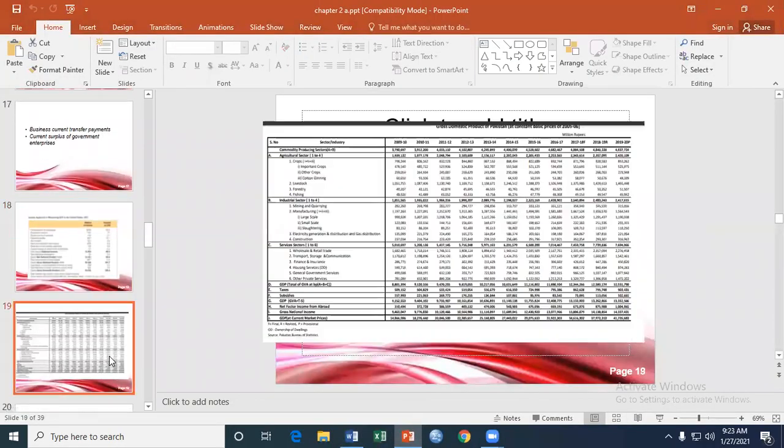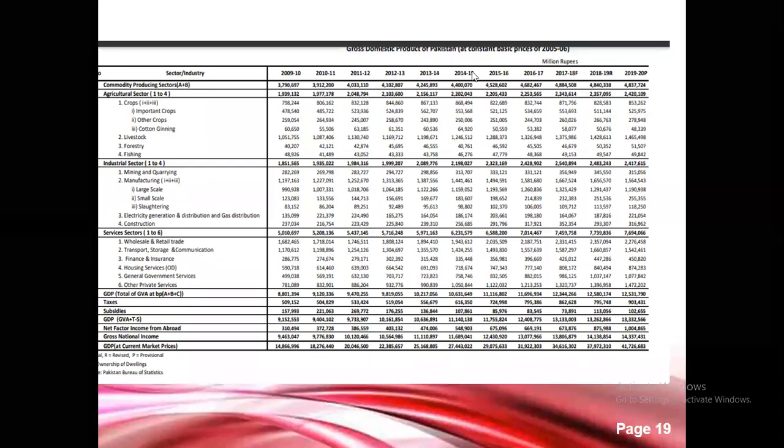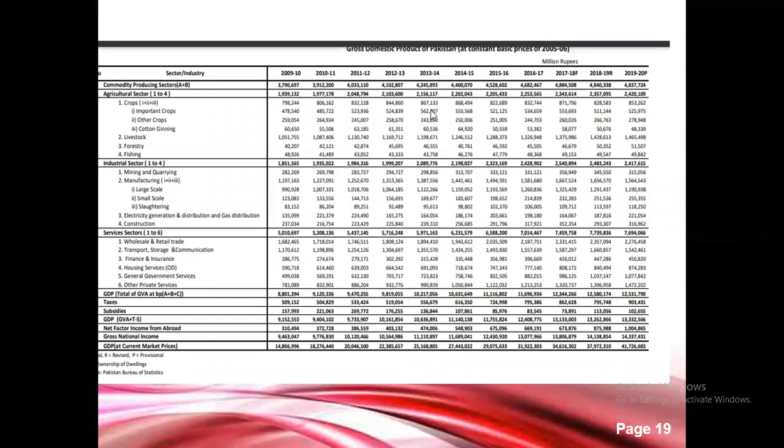Going back to our slide. This is the gross domestic product of Pakistan from 2009 to 2019-20. You can see the value of different sectors and their contribution, like agriculture sector, industrial sector, and services sector. If you add the gross value added, where A is the agriculture sector, B is the industrial sector, and C is the service sector, you will get total GVA.